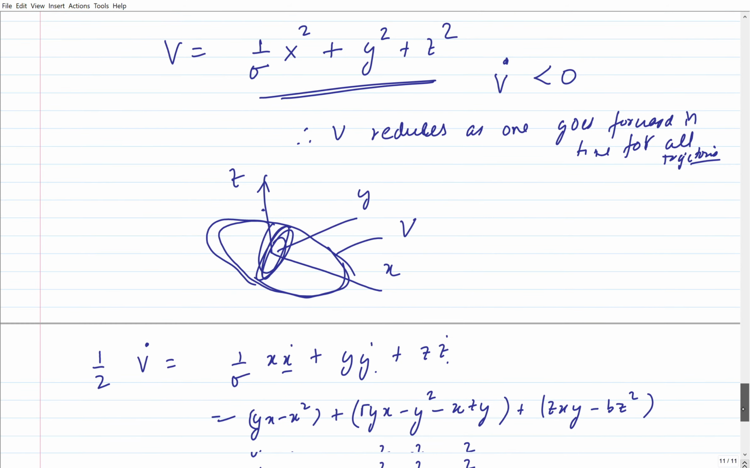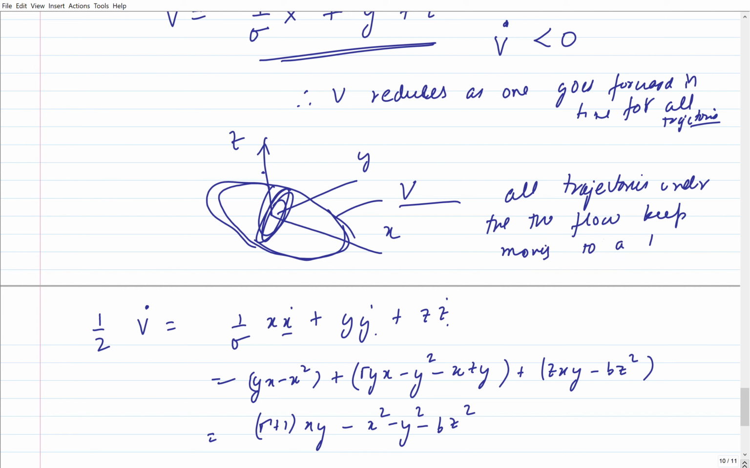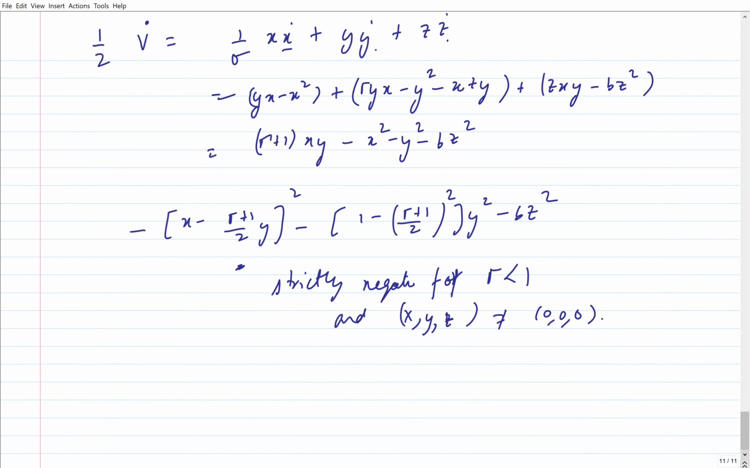So what does that mean? That means all trajectories under the flow keep moving to a lower V. This was a very generic function of x, y, z. So any trajectory starting anywhere would be part of some ellipsoid, and under the flow it would keep moving towards lower V, eventually getting attracted to the origin. So that's the idea, that for r less than 1, the origin is globally stable.